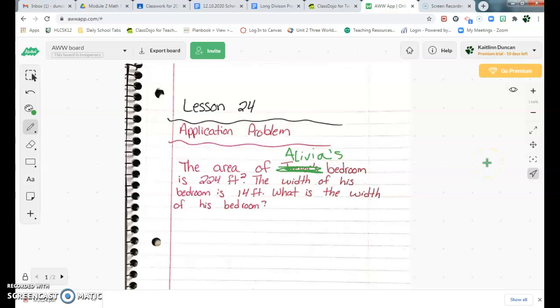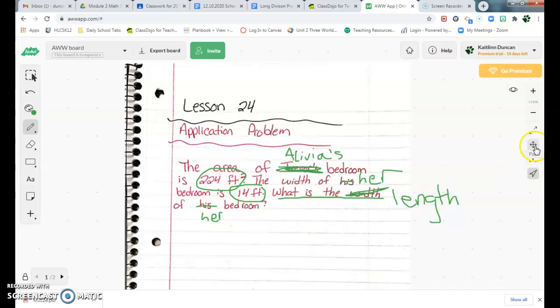is 224 feet squared. The width of her bedroom is 14 feet. What is the length of her bedroom? All right, so this is kind of a similar problem to the goat pen problem that we had yesterday. We're going to circle our numbers. We have 224 feet squared. We have 14 feet wide, and we need to know what the length of her bedroom is.